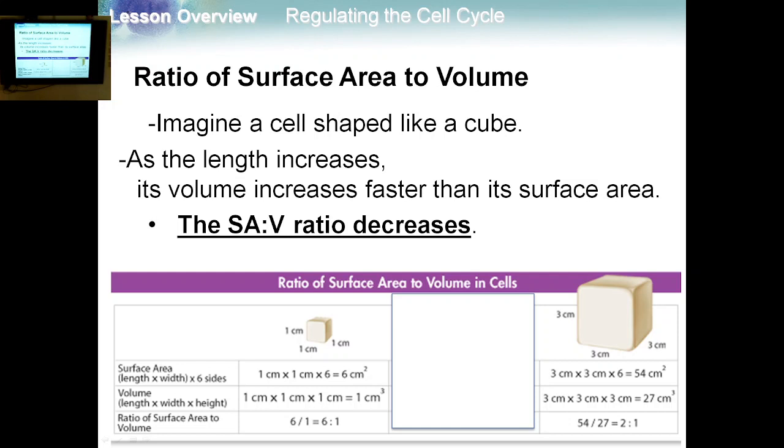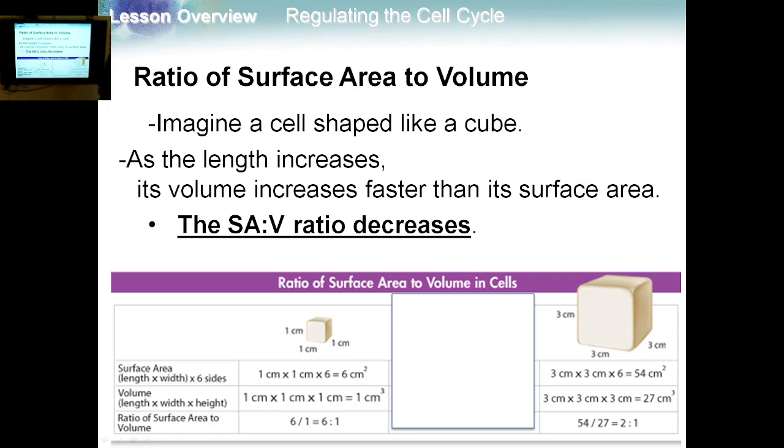Let's imagine a cell like a cube. As the cube length increases, the ratio will decrease. Can you see? We will measure first the surface area, then the volume, and then find the surface area to volume ratio. Once the cube is 1 centimeter on each side, the surface area will be 6 square centimeters, and the volume will be 1 cubic centimeter. So the ratio will be 6 over 1, which is 6.